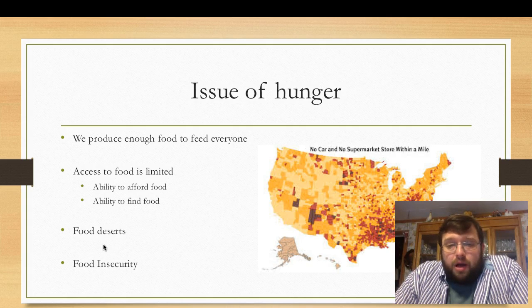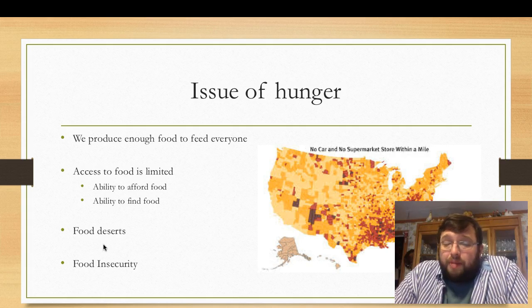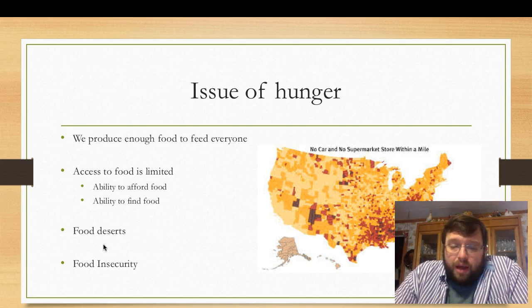And around the world. The idea of a food desert is that if someone is not able to buy the foods they need for a healthful diet at a store that is close to them, that's a food desert. So for example, this map I have here is showing places where people have no car and no supermarket store within a mile. So that means they would have to walk more than a mile to get to a supermarket store.